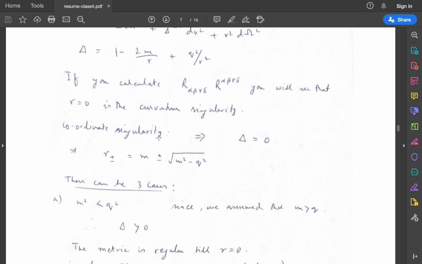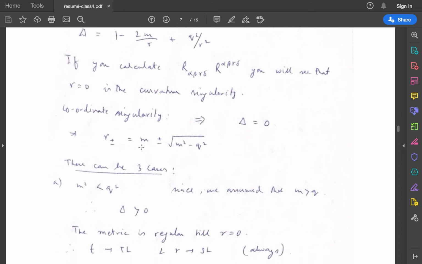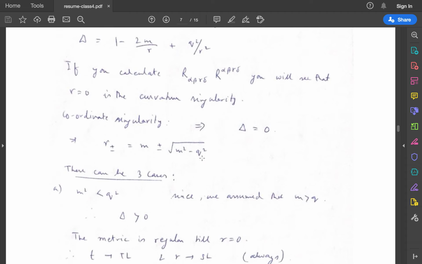We had not encountered this before, because in the Schwarzschild metric we saw that the coordinate singularity is a single point, which is equal to 2m, or 2GM if we want to recollect the gravitational constant. But here we have two points where this blows up, and this is something new which is coming due to throwing of the charge at the black hole.